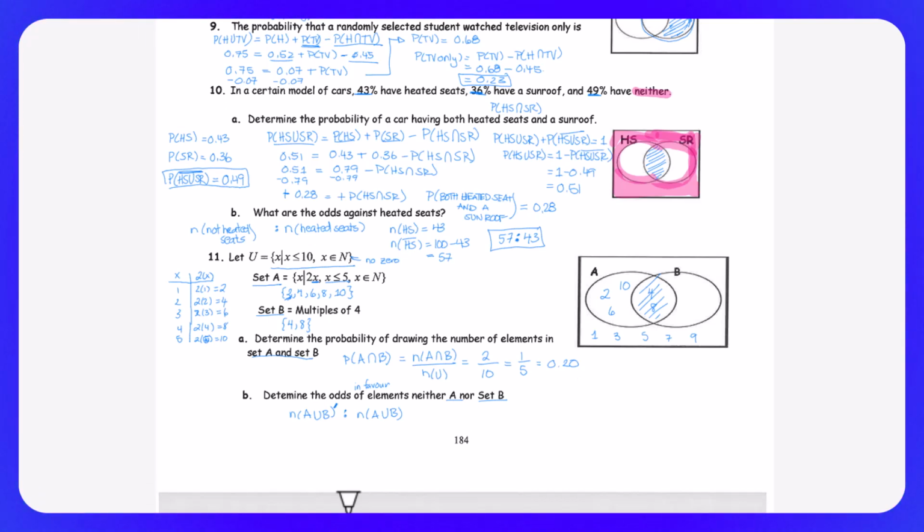Well, how many are in the union? The ones that are in the union, there are 5. It's all the even numbers, 2, 4, 6, 8, and 10. So there's 5 here. How many are not in the union? Those are all the odd numbers. So it's 5 to 5, but we always reduce our odds. So the odds in favor of neither A or B is still 1 to 1.